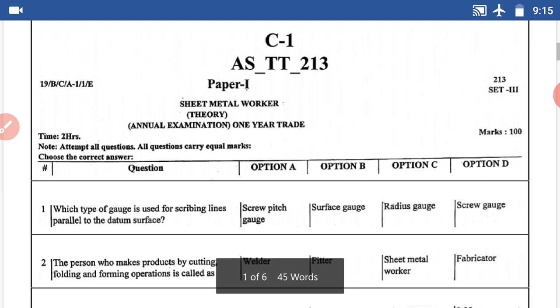This is the full title in front of the question paper. Paper 1, Sheet Metal Worker Trade Theory. Total marks 100, time 2 hours.